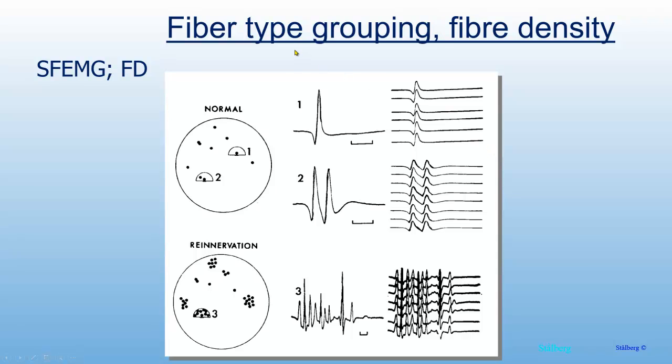We can measure the fiber type grouping, namely the tendency of fibers to be clustered, and it's typically seen in reinnervation. Here's the principle: we go close to one fiber and see how many fibers there are from the same motor unit synchronously firing within the uptake area, and usually it's only 1 or 2. But if we have reinnervation or clustering of muscle fibers, then we have more fibers from the same motor unit in a given small area.